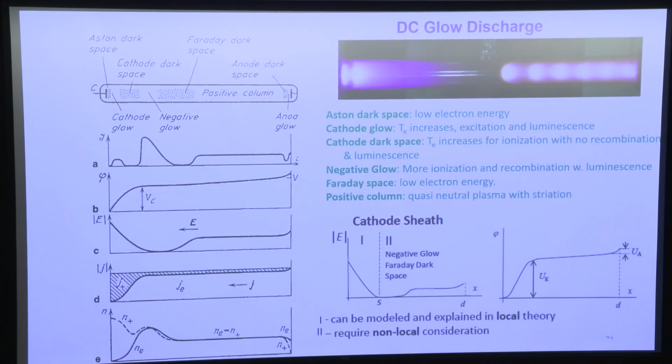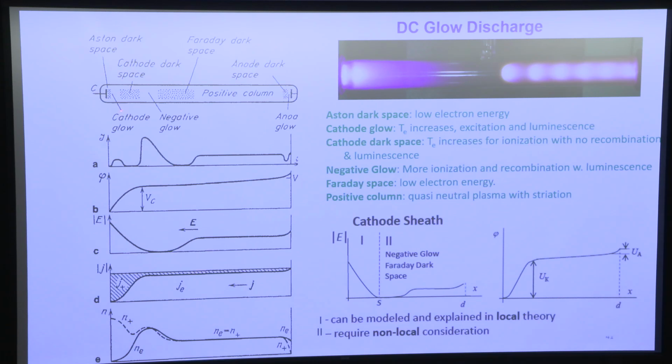And now you should start to see the next regime. If you have more current, then you form this kind of glow. If you look at the electrode, near the electrode they call it the Aston dark space, because the electrons just come out from the surface. They have not gained energy yet. They cannot ionize anything. So therefore, you have a small dark area there.